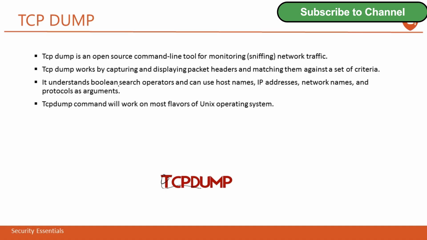TCP dump works by capturing and displaying packet headers and matching them against a set of criteria. It understands Boolean search operators and can use host names, IP addresses, network names, and protocols as arguments. The TCP dump command will work on most flavors of the Unix operating system. And as a command line tool, it will capture and display packet headers, the kinds of requests we are forwarding in a network. Basically, the whole network will be captured by TCP dump on Unix or Linux.